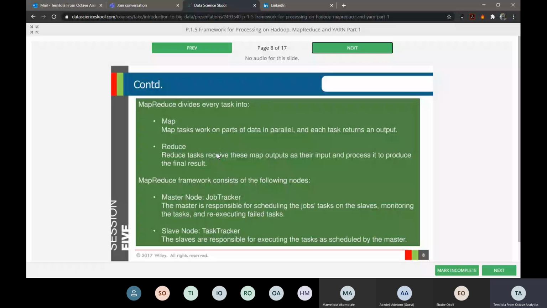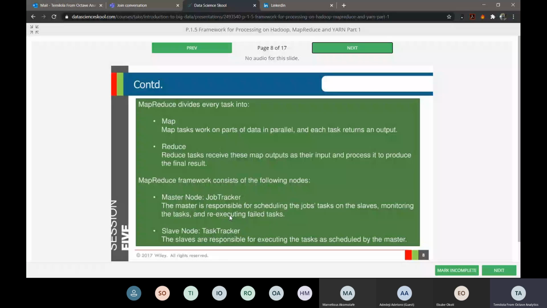So the very first one is your master node. You can refer to it as your job tracker. So what does your master node do? It is the responsibility of your master node to schedule different job tasks to, let's say, different processors for execution. Then, just like I told you about fault and error handling, it re-executes failed tasks. So any job that you scheduled that wasn't able to run properly, it will try to re-execute it. So that's the work of your master node.